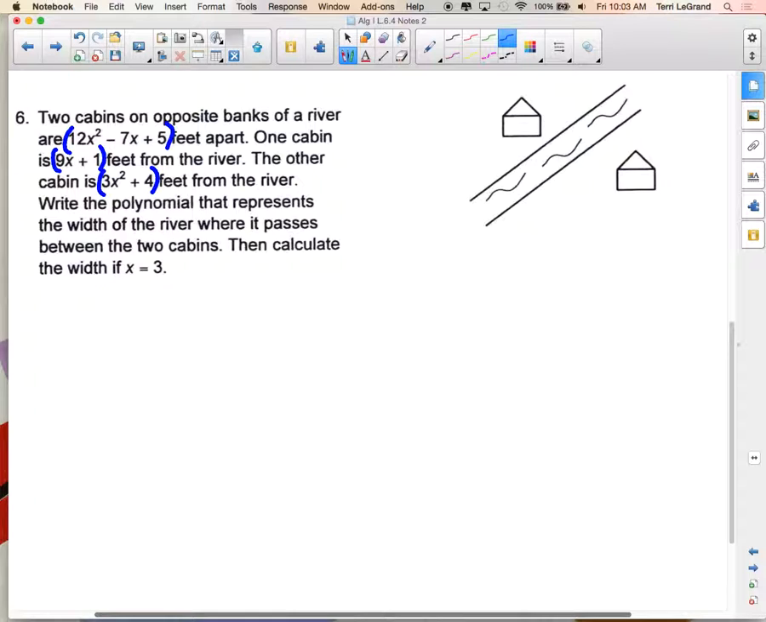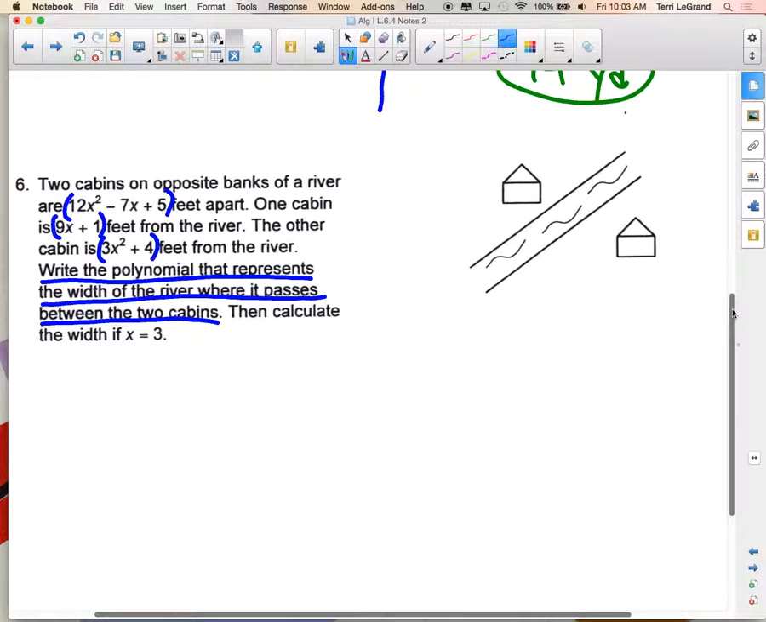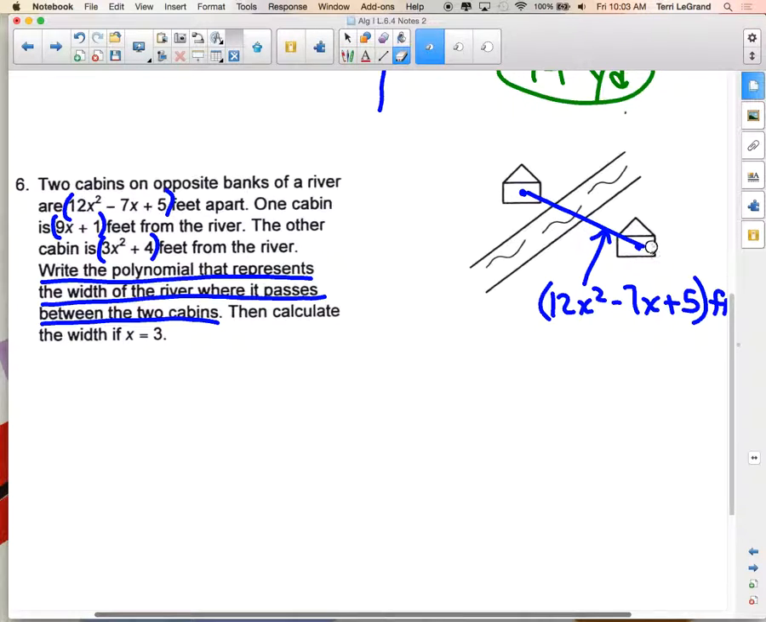Then calculate. Okay, so right now, let's underline this. Write the polynomial that represents the width of the river where it passes between the two cabins. I think putting some stuff on our drawing would be helpful. Two cabins on opposite sides of a river are 12x squared minus 7x plus 5 feet apart. So these guys, let's kind of go from the center of each cabin. Okay.